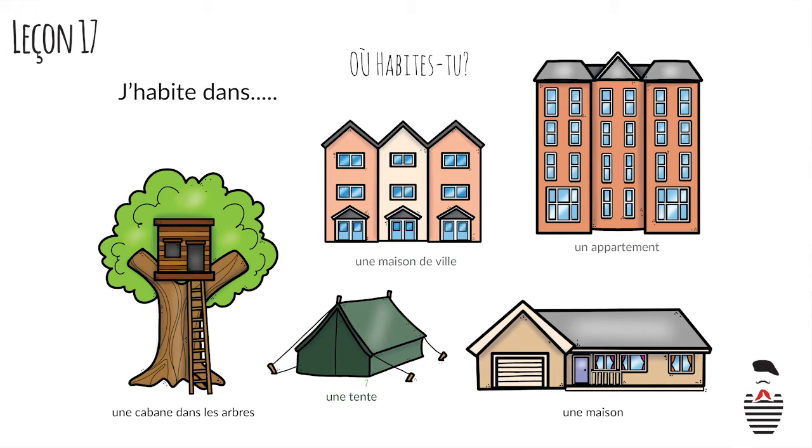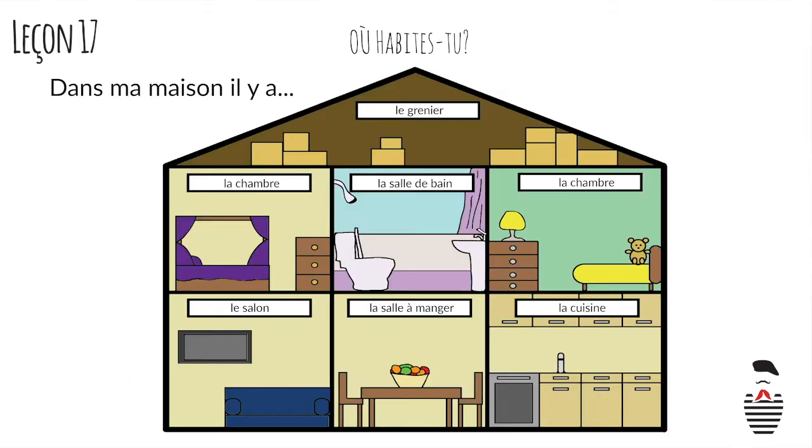Now you can also say, Father lives in an apartment. Papa habite dans un appartement. Or maman lives in a maison de ville. So then you say, Maman habite dans une maison de ville. Bon, très bien. Let's go to the next page.